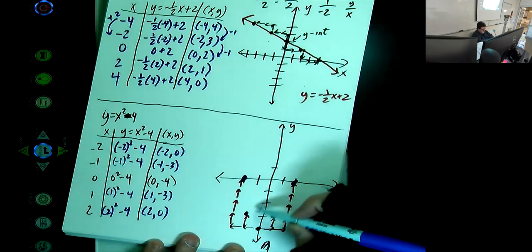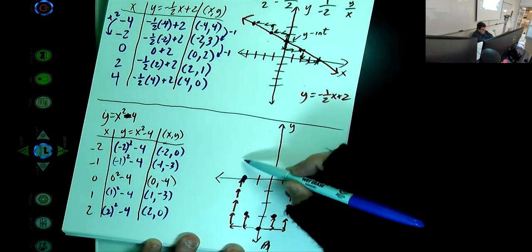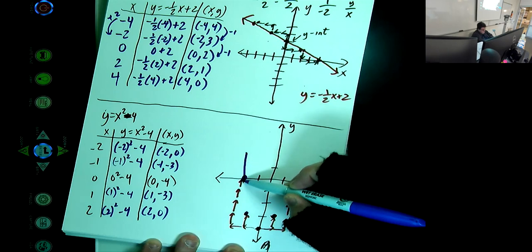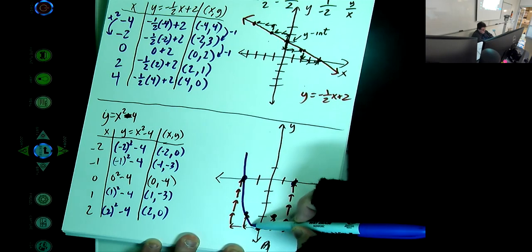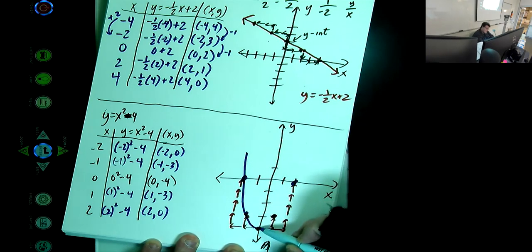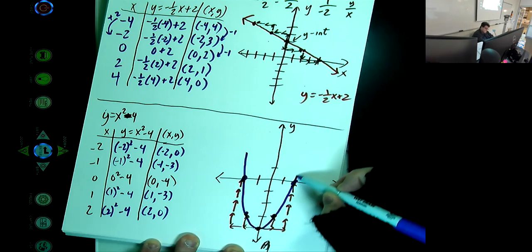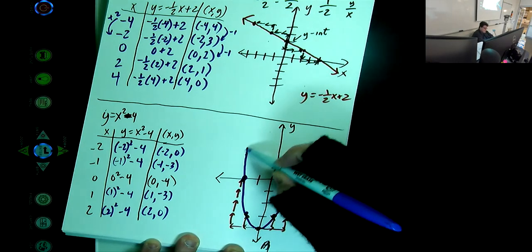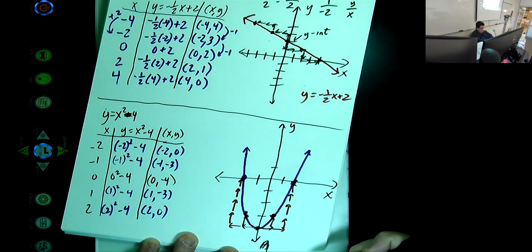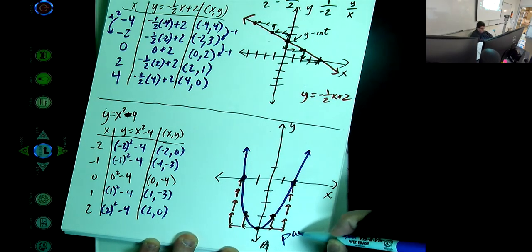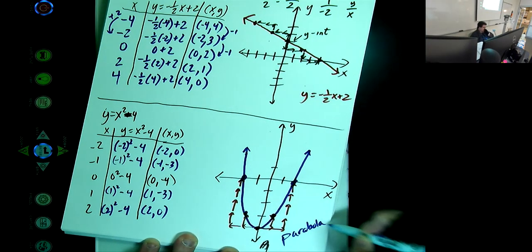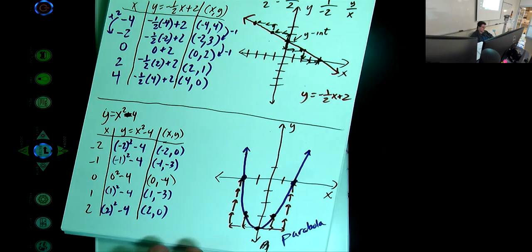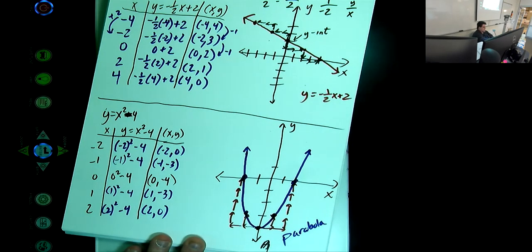So it looks like it curls a little bit. The line is coming down like this, and as it gets closer to here, it curves. It's got to start coming back up. This is called a parabola. And it stems from x squared. It comes with x squared functions.